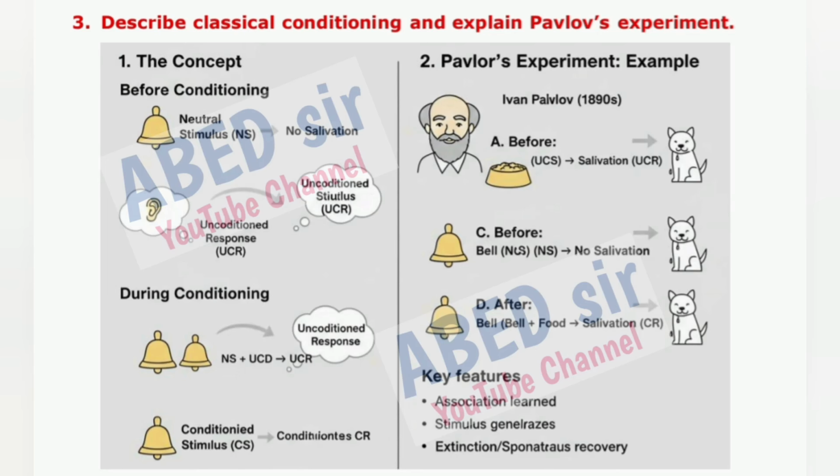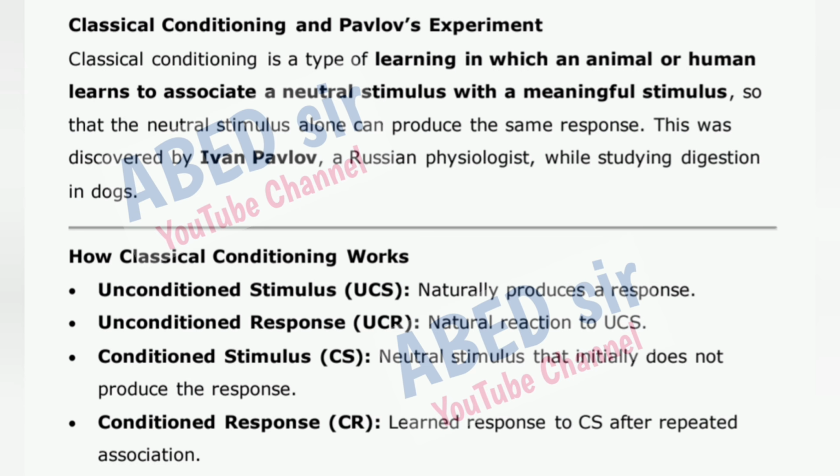Next important long question is 3. Describe classical conditioning and explain Pavlov's experiment. Classical conditioning is a type of learning in which an animal or human learns to associate a neutral stimulus with a meaningful stimulus, so that the neutral stimulus alone can produce the same response. This was discovered by Ivan Pavlov, a Russian physiologist, while studying digestion in dogs.